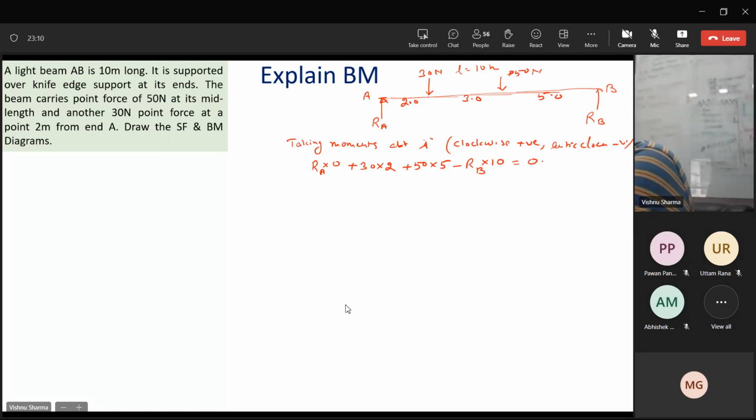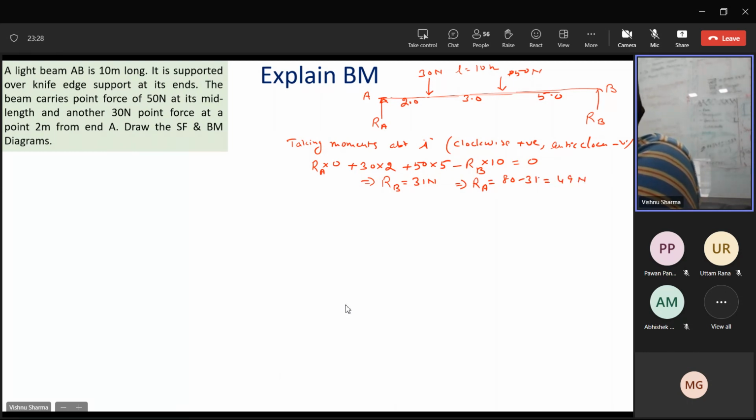Why? Because the beam is not rotating. The resultant has to be 0. This gives us RB is equal to 31 newtons. And this also implies RA will be equal to 80 minus 31 equal to 49 newtons. We put 31 newtons on the diagram here. We put 49 newtons on the diagram here.